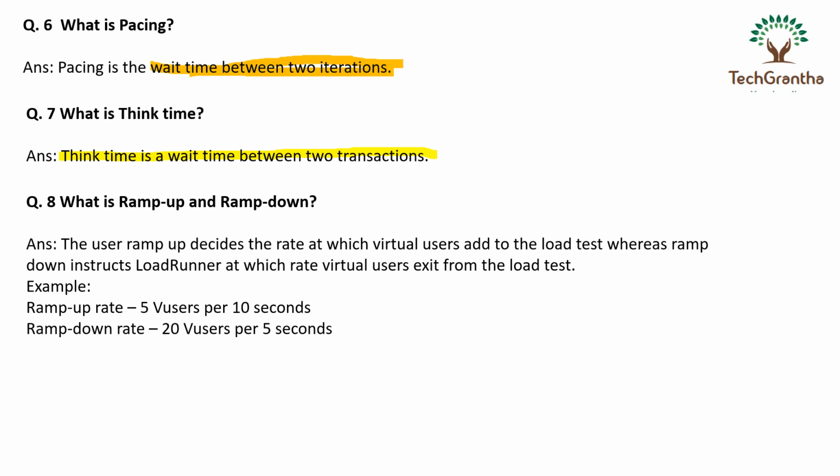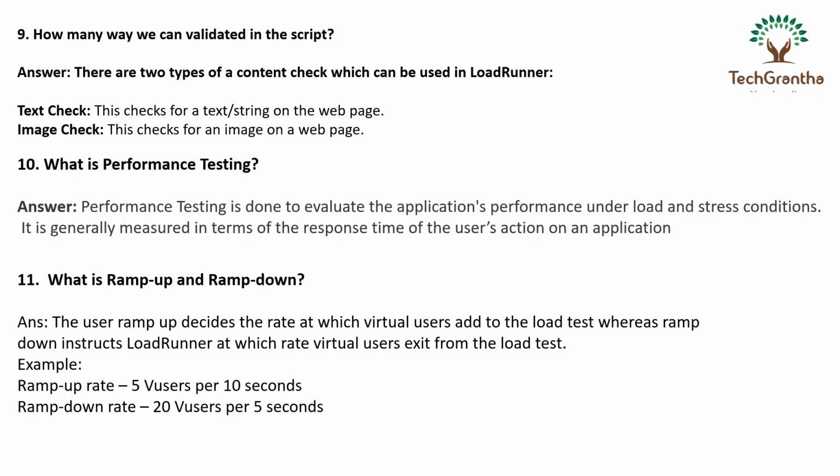Okay. Now, next question, number 9. What is question number 9? How many types of validation can we do at our script level? Okay, so there are two types of checkpoints we are giving. First, the text checkpoint, and second, the image checkpoint. The text checkpoint we clearly discussed in our video session, where we put the web_reg_find, and I told you also that we need to give the text /IC, so that it ignores case sensitivity also.